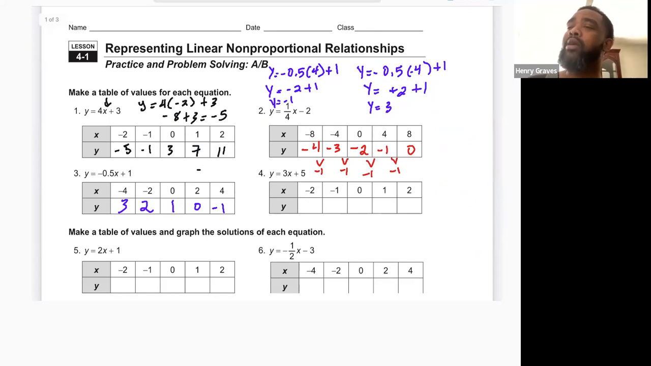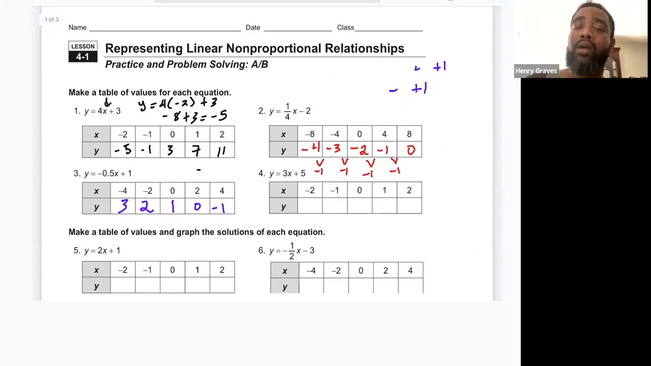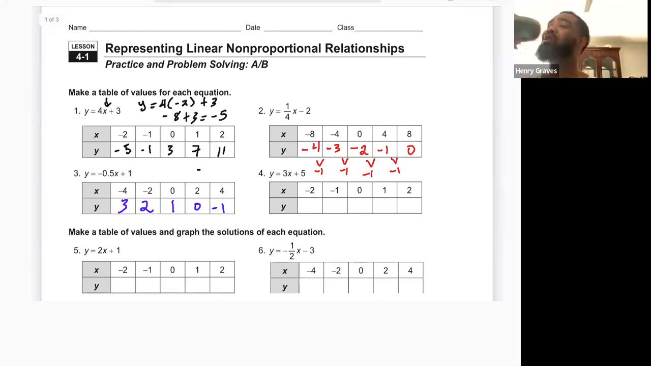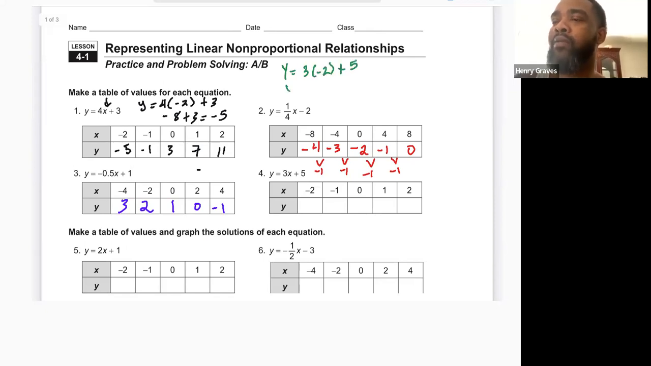So let me see here. I go over here. I'll do this in green. So I have y equals 3x plus 5. I'm going to replace the x with -2. So y would equal 3 times -2 plus 5. So y would equal -6 plus 5, which is going to be a -1. Then when I do the next one, I do y is equal to 3 times -1.